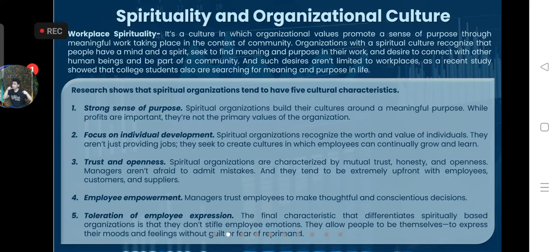Ngano daw nag-search mo og kanang meaning and purpose sa inyong life? Ay naman sigma yung mga guys.